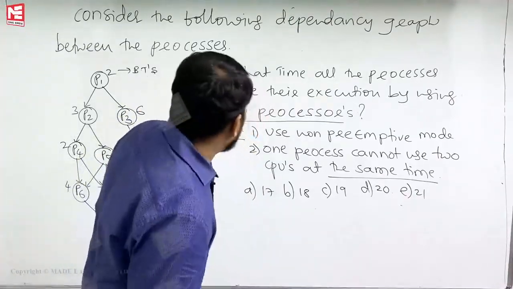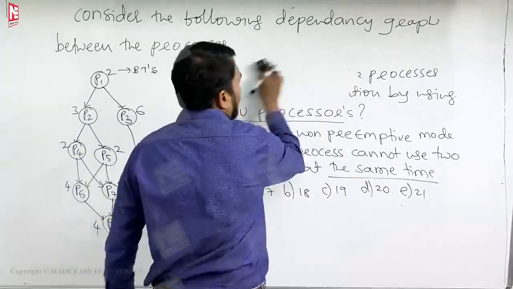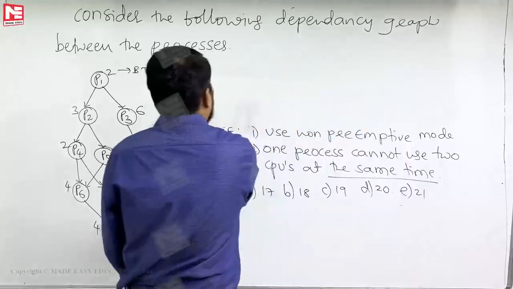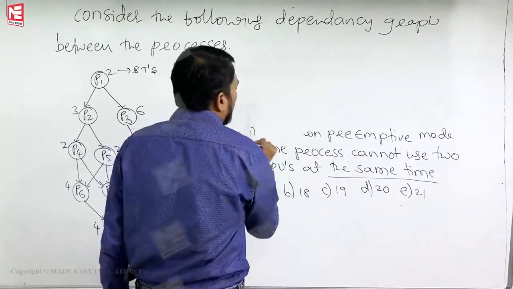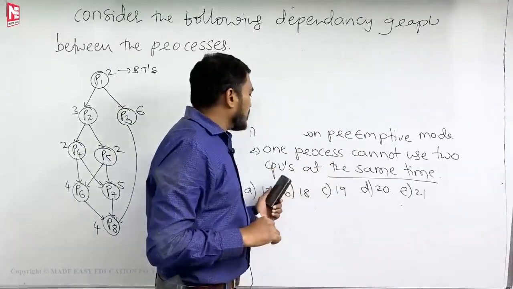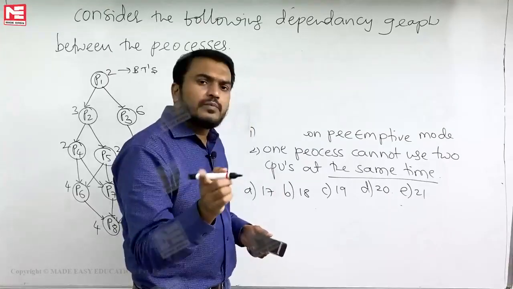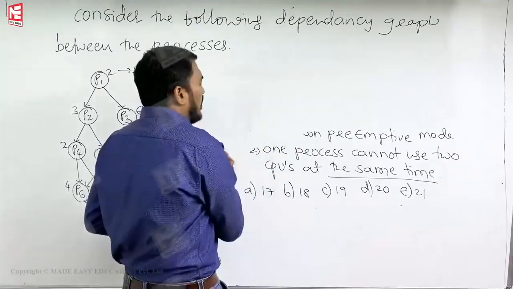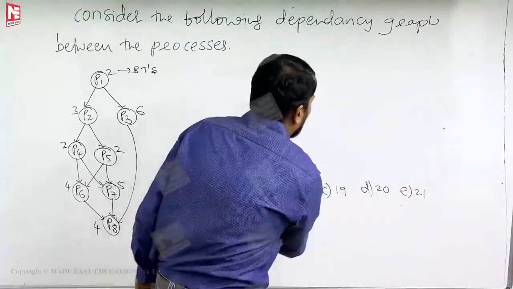Look here, I am removing this. I am assuming all of you copied the question. Until now, what was there? Only one CPU. Now remember, what was given in the note? Use non-preemptive mode, and one processor cannot use 2 CPUs at the same time. A single process will not use 2 CPUs. So you need to maintain these 2 things while solving the problem.